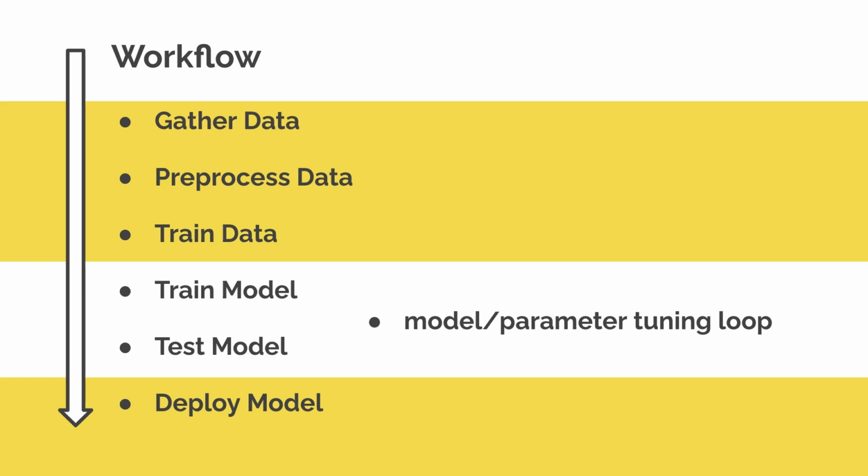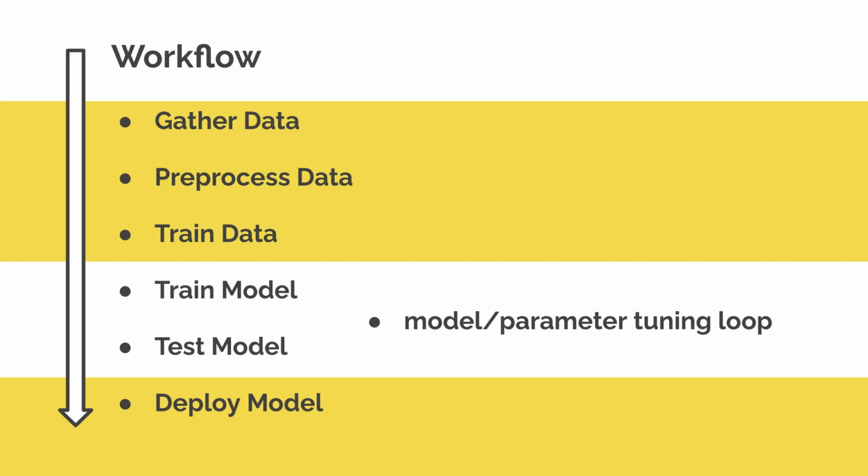You have to train the model itself because the model starts off with low accuracy, but then with a model or parameter tuning loop, the model tunes itself, so it improves itself by adjusting its equation.